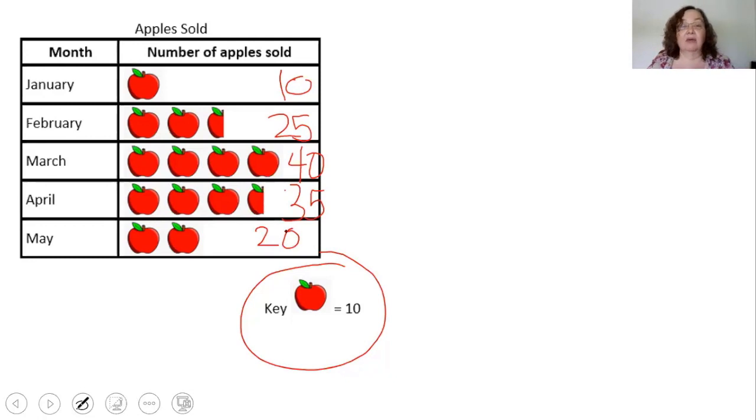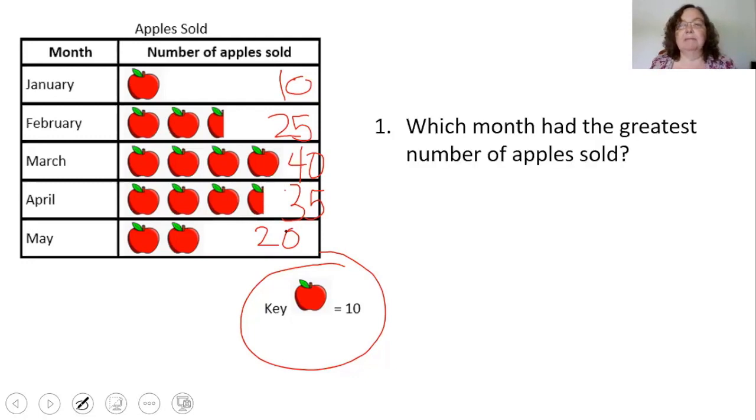Okay, now that we've looked at it, we've talked about the key, now we have to interpret it. So let's answer some questions about it. The first one said, which month had the greatest number of apples sold? Well, I'm looking at my chart, and what would you say? March. That's right.